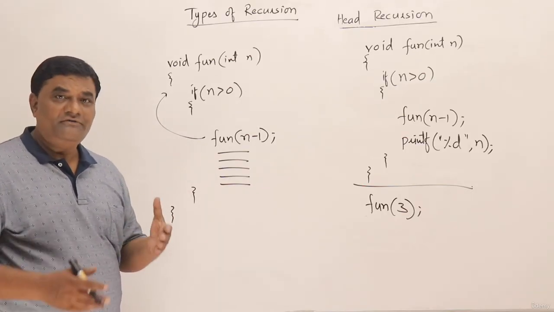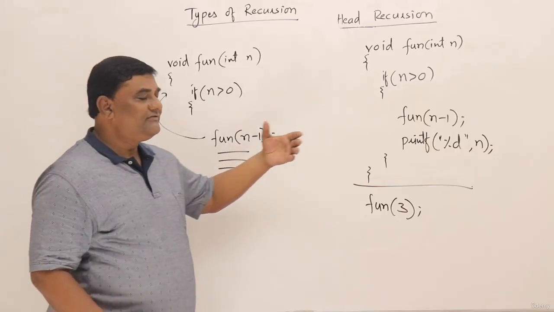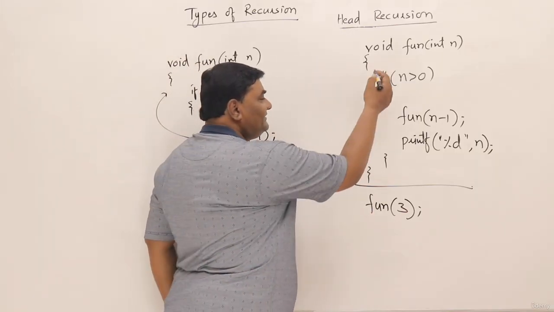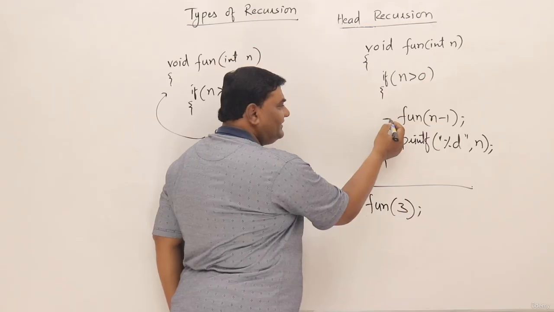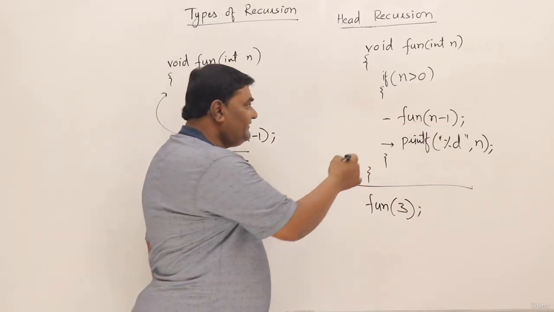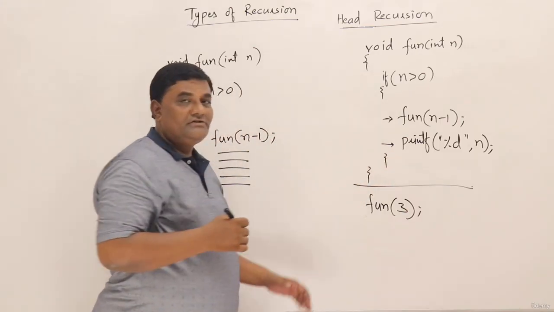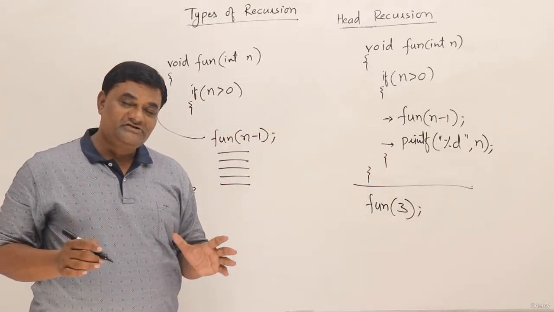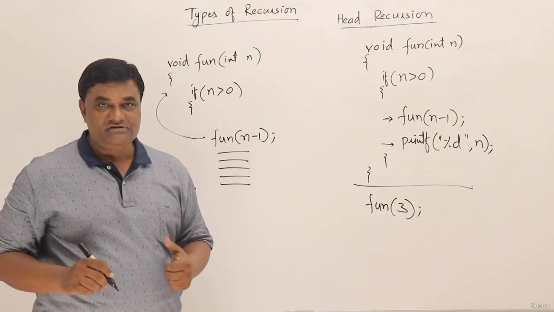The example of this type of recursion we have already seen in the previous video. This was the simple example. You can see that the function is first calling itself, then the second statement it is printing. So the printing will be done at returning time. The function doesn't do anything at calling time. Such recursions are head recursion.